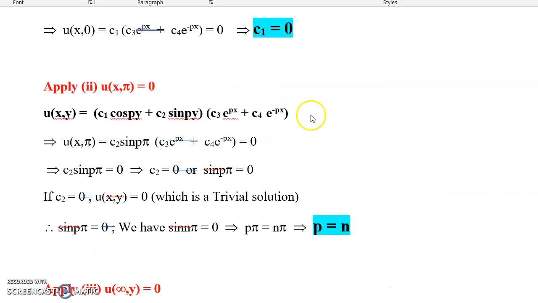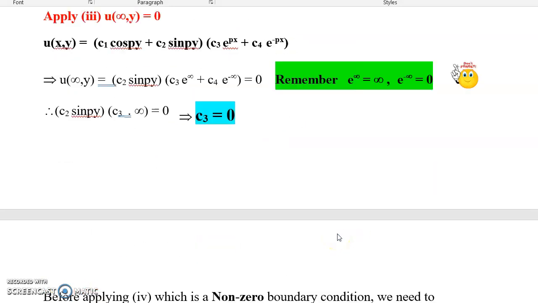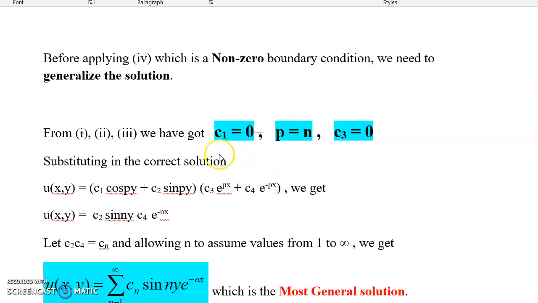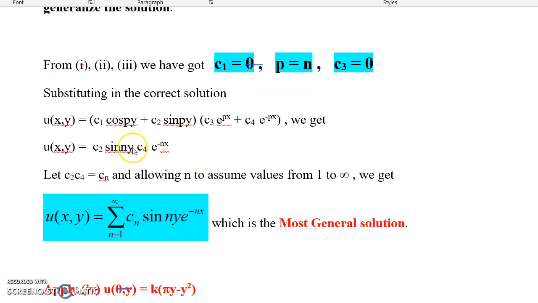First we got C1 = 0, next we got P equal to n, and the third we got C3 equal to 0. Now substitute these three answers in your correct solution. So this is the correct solution. Substitute these three answers. So C1 = 0, and in the place of P you have to put n, so this is 0. C2, in the place of P you substitute n, sin ny.